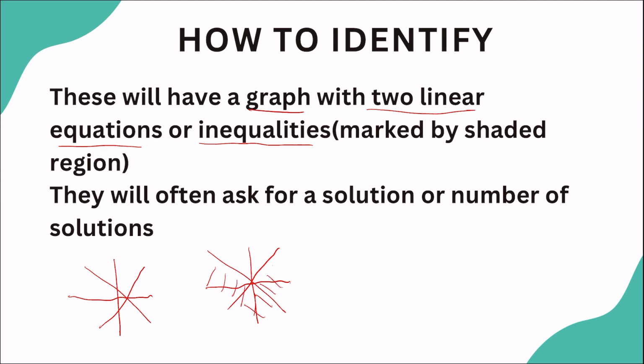So shaded regions are their solutions and where they're both shaded, so in this example here, is going to be a solution to both of them, or a range of solutions to both of them. So these questions will often ask for a solution or a number of solutions. And so for linear equations, our solution is where the two graphs intersect. And then, like I mentioned, for these inequalities, the range of solutions is where they're both shaded. So the range of values that satisfies both equations.